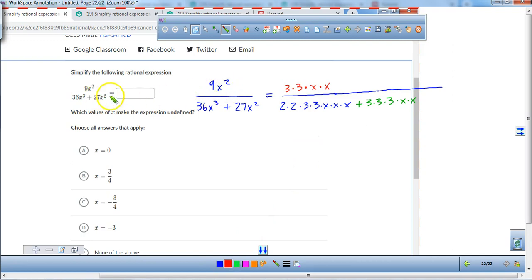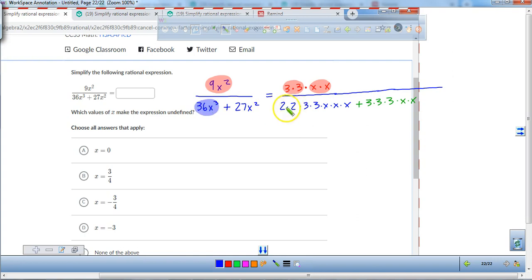All right, so once again, 9x squared is broken down into 3 times 3, which is 9, and x times x, which is x squared. 36x cubed is broken down into 2 times 2, which is 4, 3 times 3, which is 9, and 4 times 9 is 36. So all that equals 36, and we have x to the power of 3, which is x times x times x. And last, 3 times 3 times 3 equals 27, and x times x equals x squared.